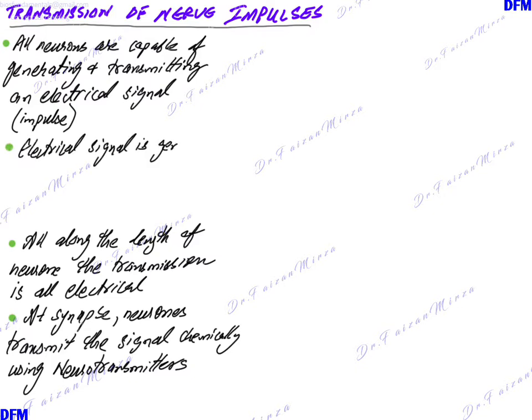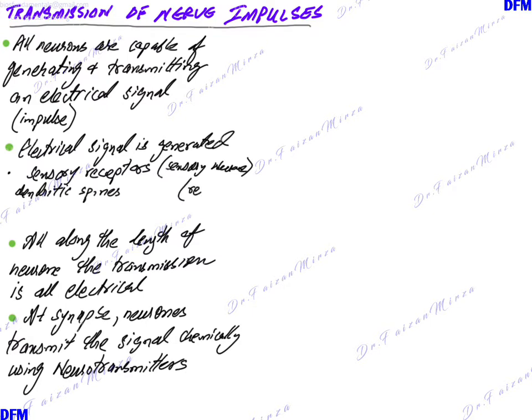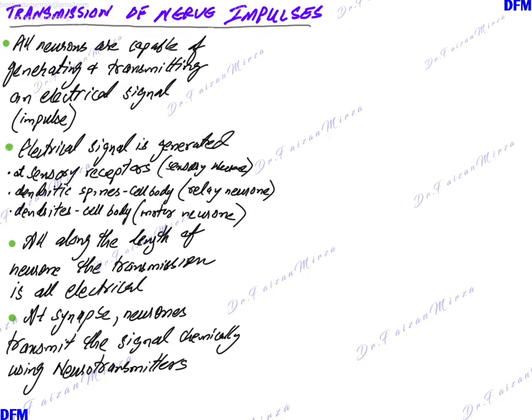Electrical signaling is basically generated wherever we have sensory receptors, and these sensory receptors could be at the sensory neuron ending, the dendritic spines of the sensory neuron or the relay neuron, or the dendrites at the cell body of the motor neuron as well. So electrical signal is generated at all these places.